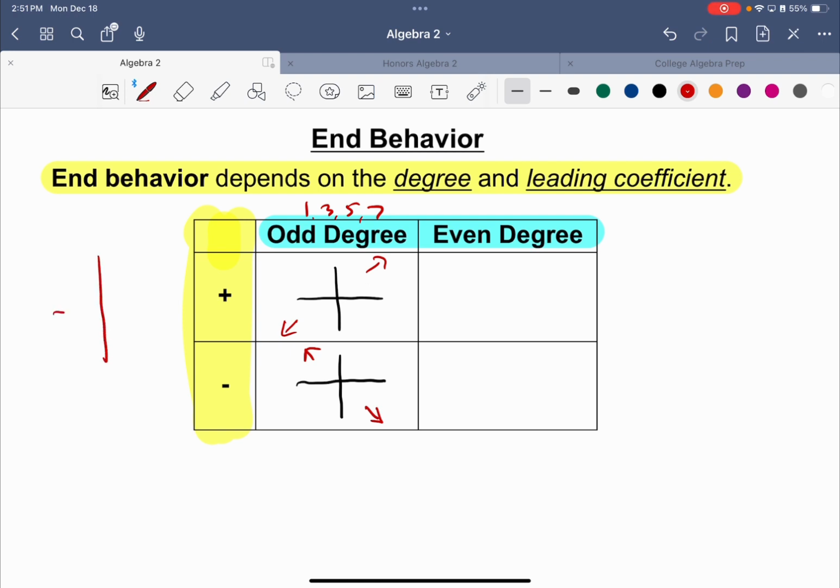Again, on a side note, if you forget where the quadrants are, that's quadrant 1, quadrant 2, quadrant 3, and quadrant 4. If it's even, meaning 2, 4, 6, 8, and the leading coefficient is positive, its end behaviors are in 1 and 2.